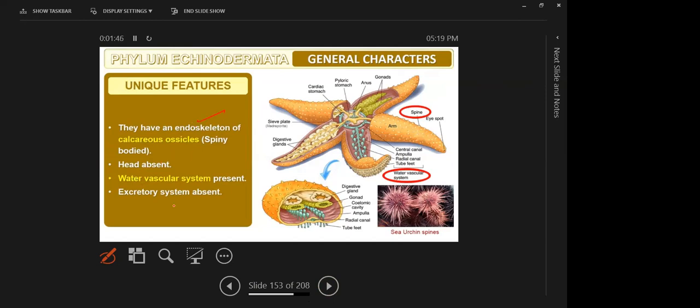Head absent. So starfish is a classic example. Head absent, but in the tip they have eye spot, which are sensory. So what is, where do you find the anus? Ventral or dorsal? Just now I told. There are only two. Ventral is mouth. Dorsal is anus. Okay, so they are on different positions.